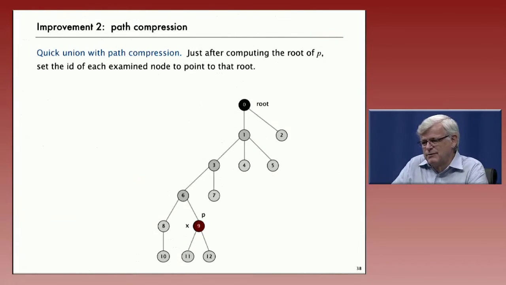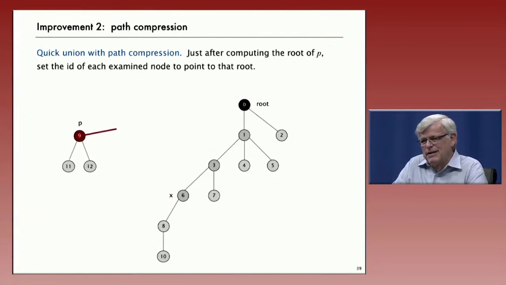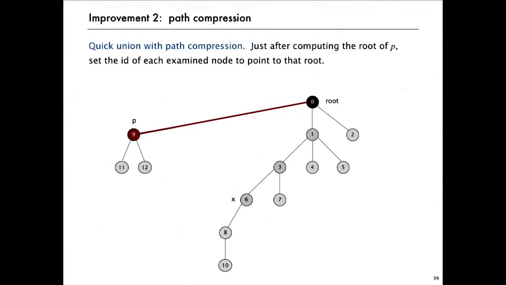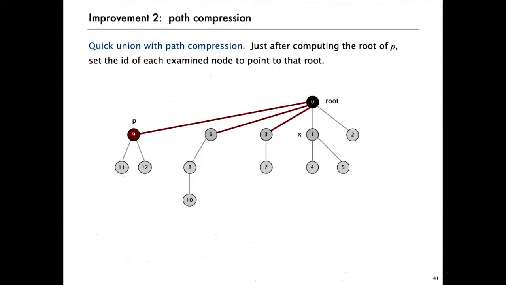The idea is that when we're trying to find the root of the tree containing a given node, we're touching all the nodes on the path from that node to the root. While we're doing that, we might as well make each one of those just point to the root. There's no reason not to. So when we're trying to find the root of p, after we find it, we might as well just go back and make every node on that path just point to the root.